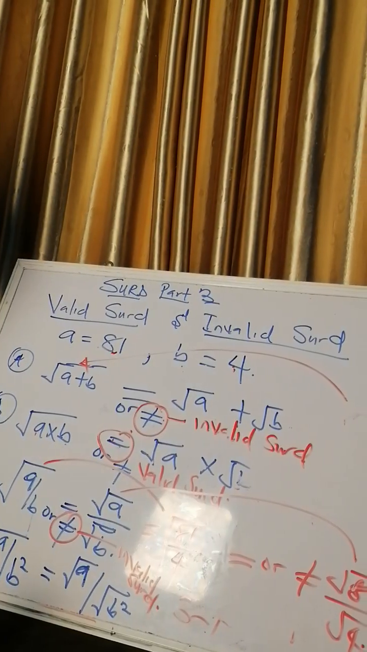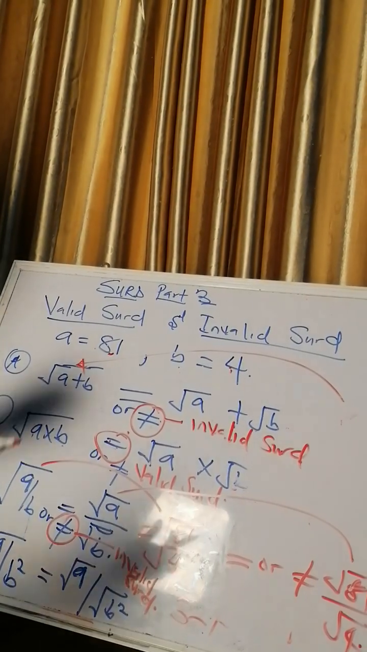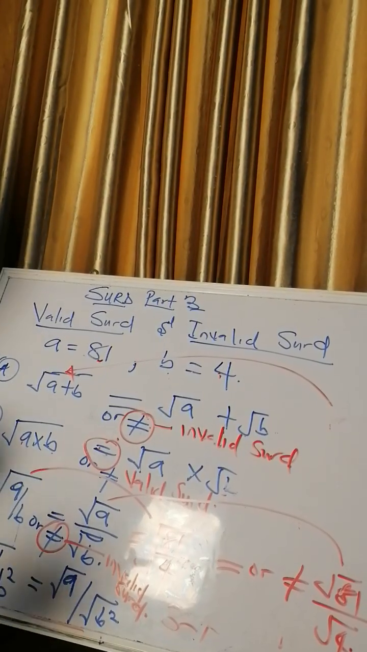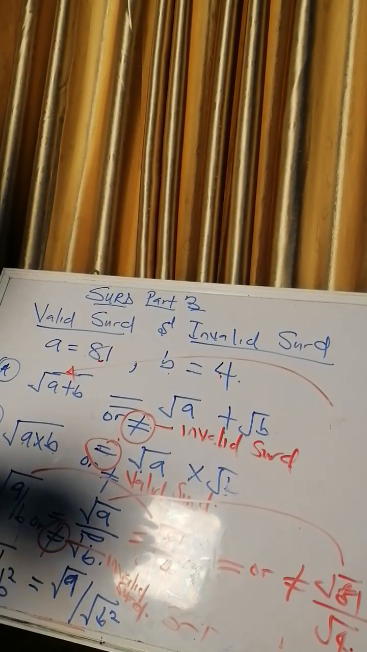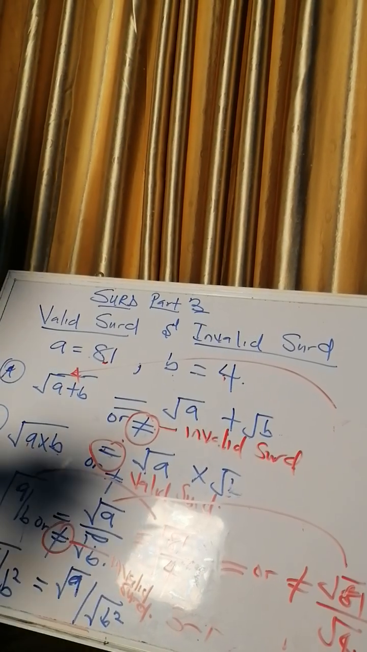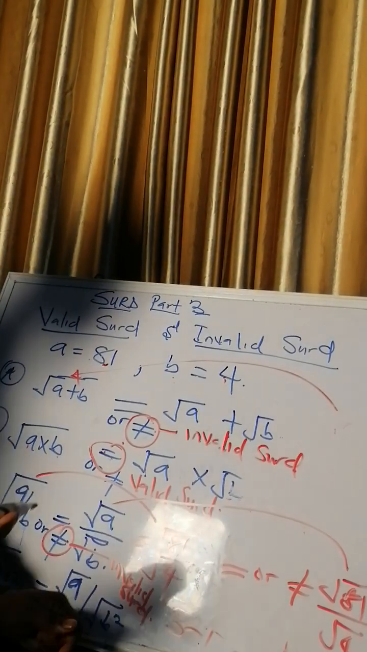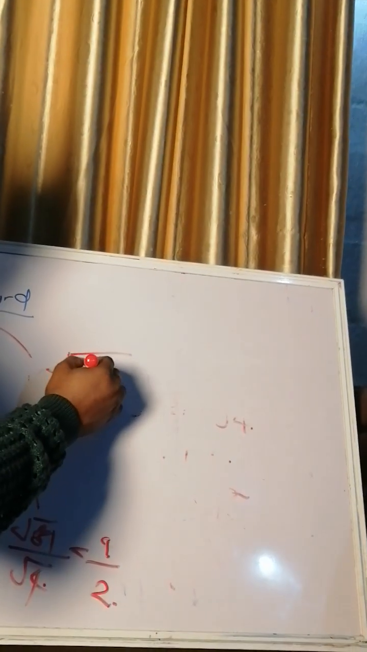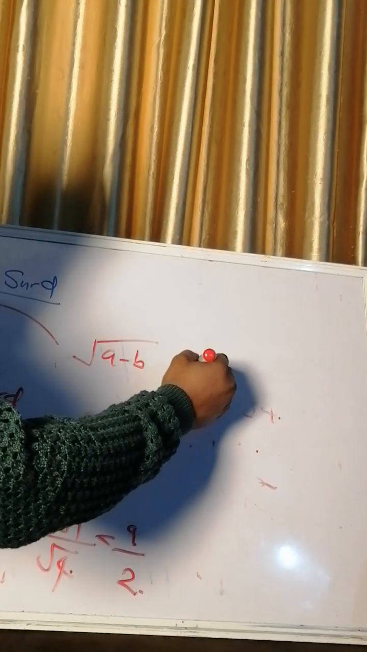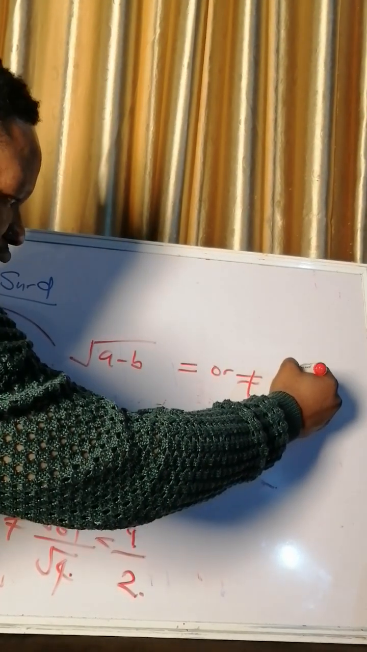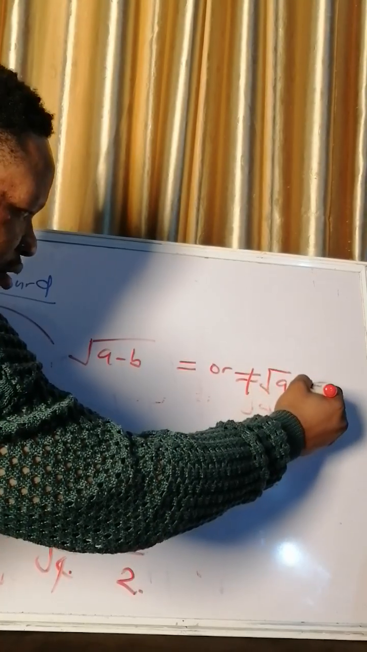Okay, invalid surd. It's more or less a discussion just to verify: can you add surds, can you subtract surds, can you divide surds? So in this case I can say A minus B, is it equal to or not equal to the square root of A minus the square root of B?